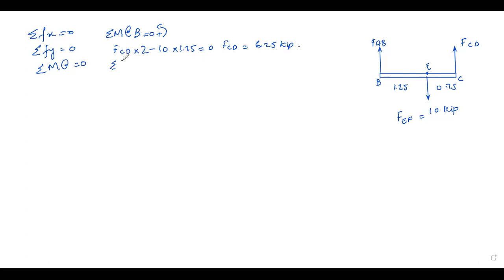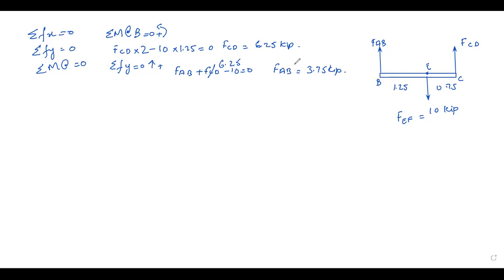Now use the second equation of equilibrium, summation of forces in y is equal to 0, upward positive. So we say that FAB upward plus FCD upward minus 10 equals 0. We know FCD. We put the value of FCD, which is 6.25. So 6.25 minus 10 equals minus 3.75, so FAB will be 3.75 K. Okay, so we have FCD and FAB.